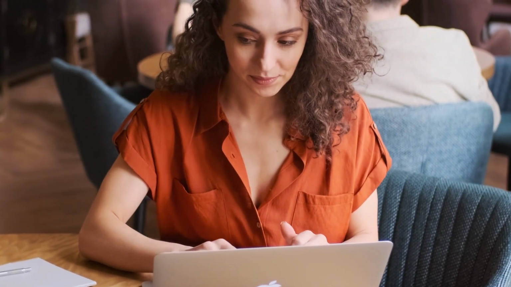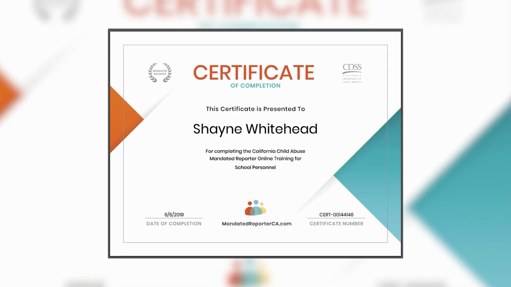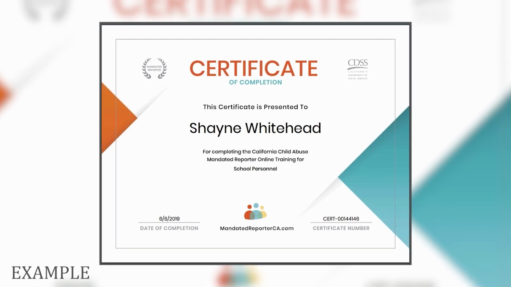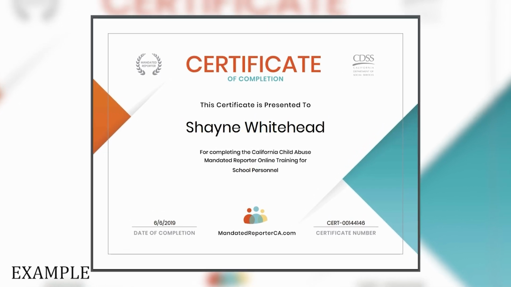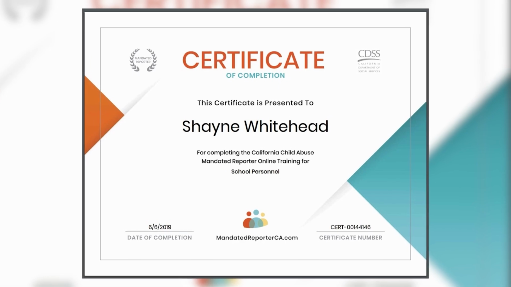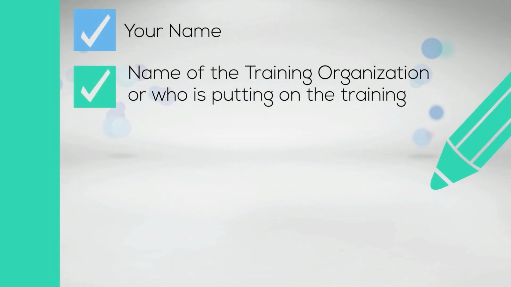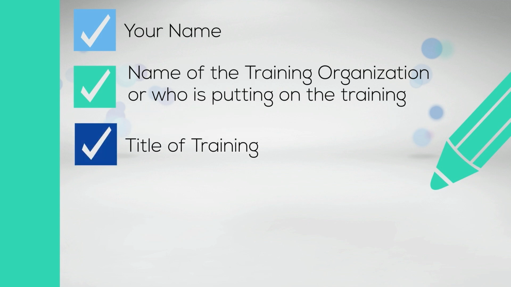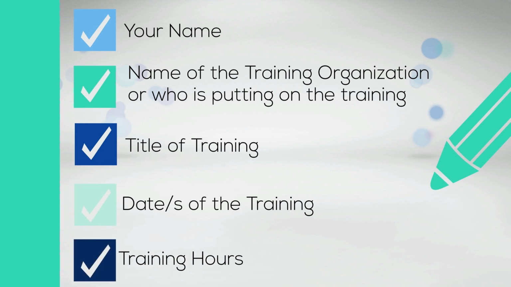Therefore, if you took a training or completed a workshop that was not posted on the registry, you will need to upload the training certificate to receive credit for the professional development hours taken. These training certificates must include all of the following: your name, name of the training organization, or who's providing the training, title of training, dates of the training, and training hours.